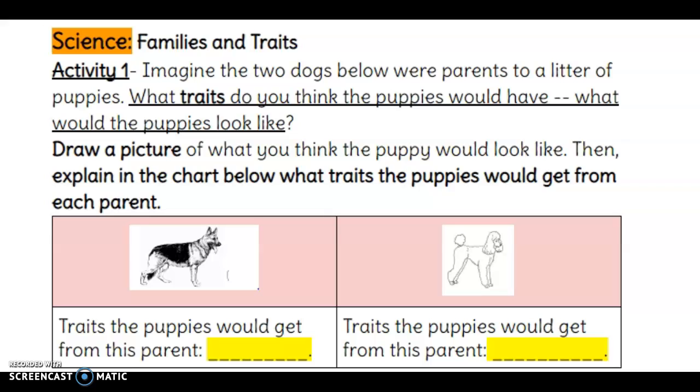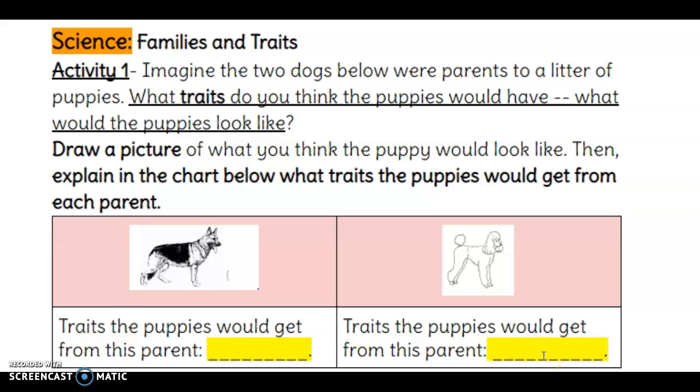Draw a picture of what you think the puppy would look like. Then explain in the chart below what traits the puppy would get from each parent. So right here, traits the puppies would get from this parent. So you list, maybe you think the puppy would have this parent's pokey ears. So you would type that in. And any other trait you think the puppy would get from this dog.